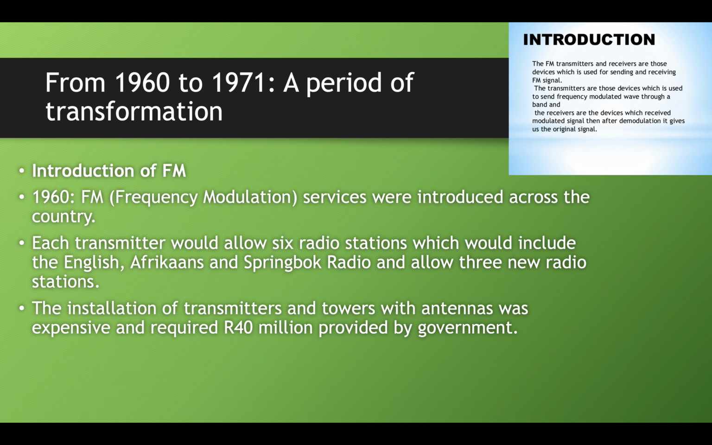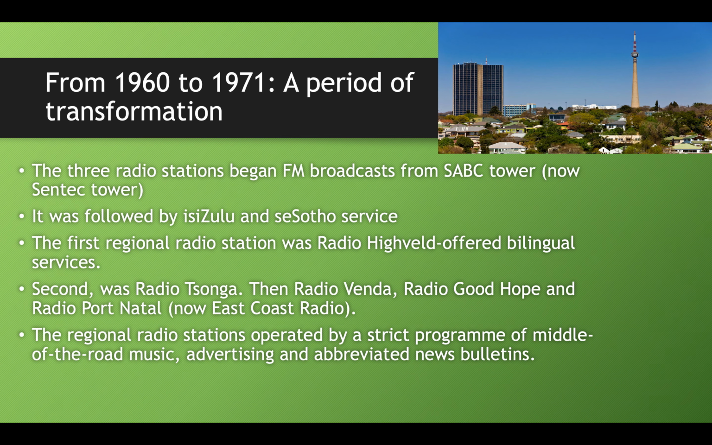It was quite expensive to install new transmitters and antenna towers for these radio stations. They also operated on a strict program. So this would be one of our new technology developments in the period of transformation. The 3 radio stations began on FM from the SAB Tower, now known as the Sentech Tower. It was followed by a Zulu and Sesotho service. The first regional radio station was Radio Highveld, second Radio Tsonga, and onwards. So as we go through FM, more radio stations have an opportunity to open up.